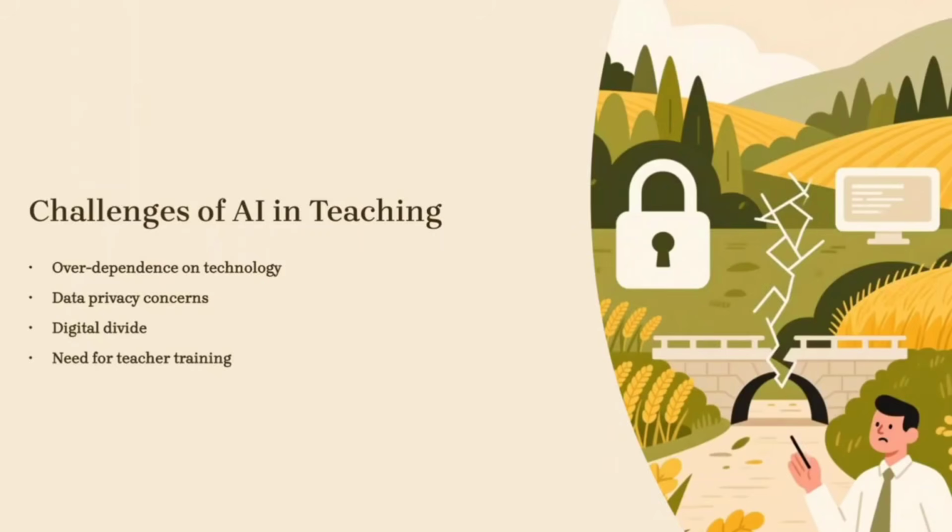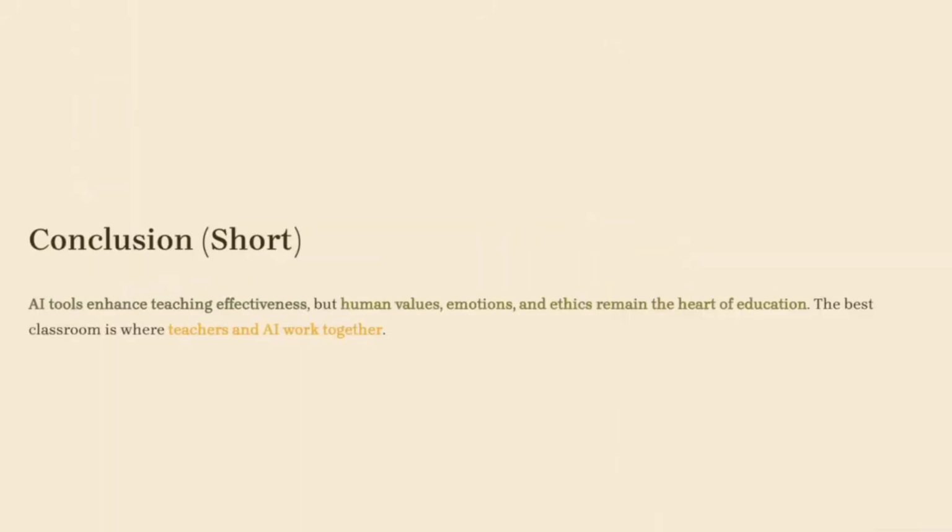The need for teacher training. This is very important. Many teachers may lack technical skills, or feel hesitant or anxious about using AI. So, without proper training, AI tools may be underutilized or misused. So, AI tools have transformed science, maths, language, social science, and creative subjects. However, the best learning happens when technology works with teachers, not instead of them. The future of education lies in blending AI with pedagogy and human beings, which is very important.